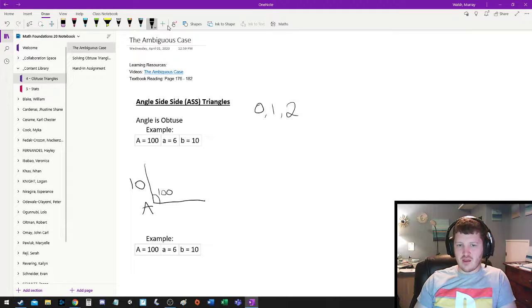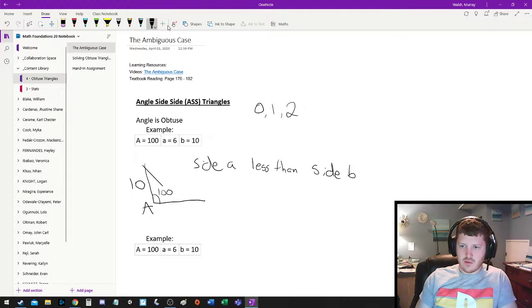Now, side A, I want to talk about this case first because we have an obtuse angle here. Side A is only 6 long. Given this piece of information, if I have this line, it's not as long as this 10. It's only 6. So it'll never ever be long enough, no matter where I draw it, to reach down to my last side. So in this case, we have no triangles possible. So if the angle is obtuse and side A is less than side B, we have 0 triangles.